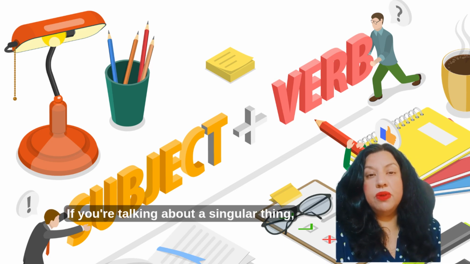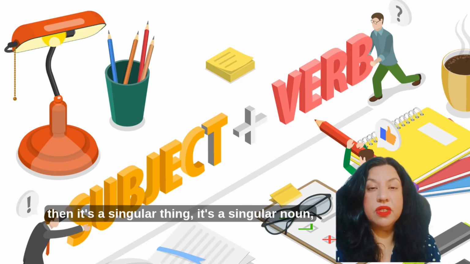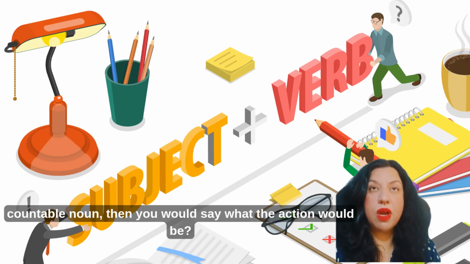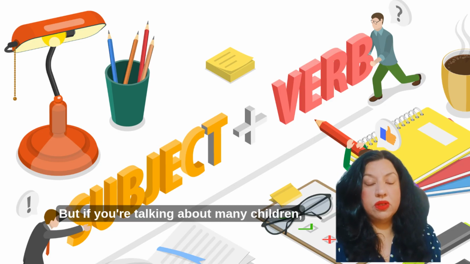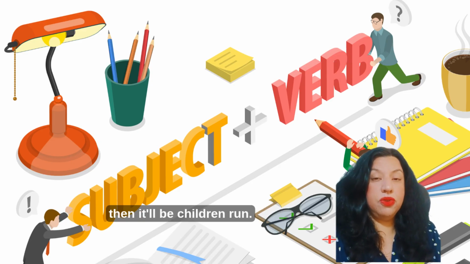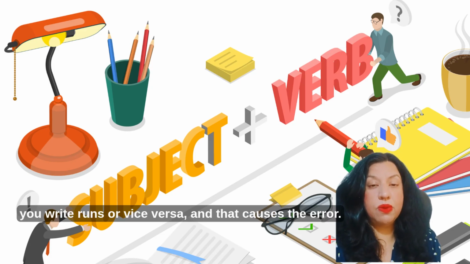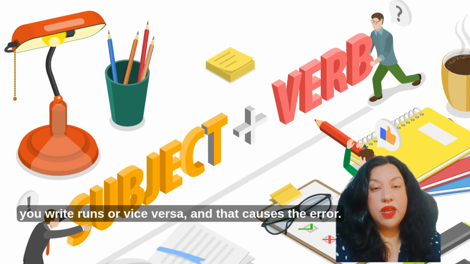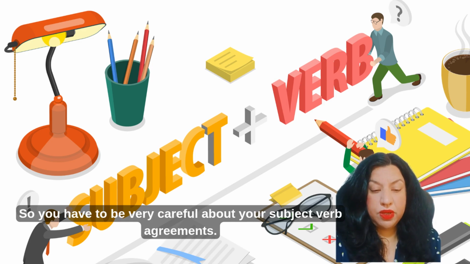If you're talking about a singular thing, like a child, it's a singular, countable noun, then you would say a child runs. But if you're talking about many children, then it will be children run. The common error is the S. Instead of run, you write runs or vice versa, and that causes the error. So you have to be very careful about your subject verb agreement.